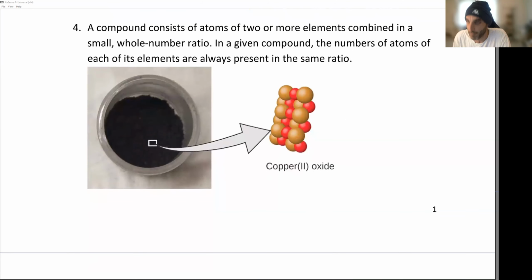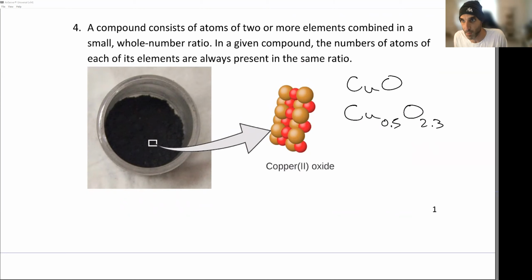Next up, a compound consists of atoms of two or more elements combined in the smallest whole number ratio. All this states is that we're going to build compounds out of the atoms that we have, and we're going to end up with whole number ratios. So this is copper(II) oxide, CuO, and it's a 1-to-1 ratio. I'm not going to have Cu 0.5 and O 2.3 or some version of that.